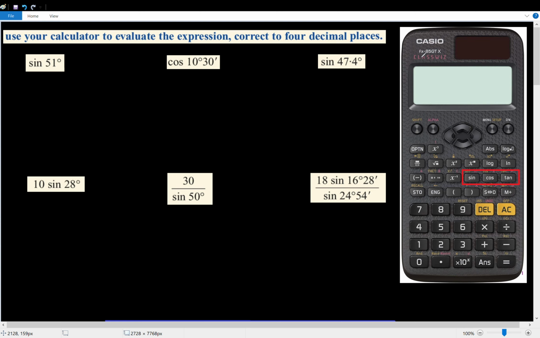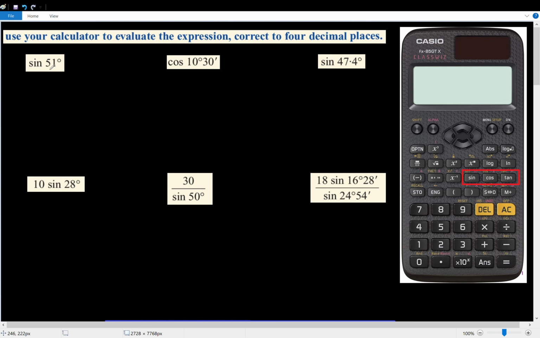In this video, we're going to look at how you will use your calculator to evaluate the sine, cos, or tan of different angles. Now, on the right here, we can see a picture of a scientific calculator. And highlighted in a red box to the right here are the sine, cos, and tan buttons. And they're the ones we're going to be using to do these questions.